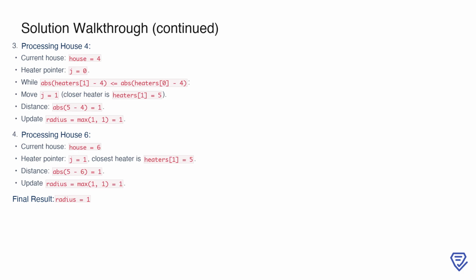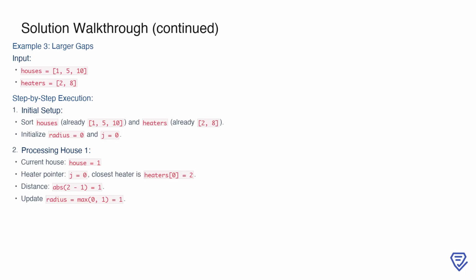For the third house at position 6, the heater pointer j stays at 1, pointing to heaters[1] equals 5, which is the nearest heater. The distance between the house and the heater is abs(5 - 6) equals 1. Updating radius with the maximum of its current value, 1, and this distance keeps radius at 1. Thus, the minimum radius required to heat all houses in this example is 1.